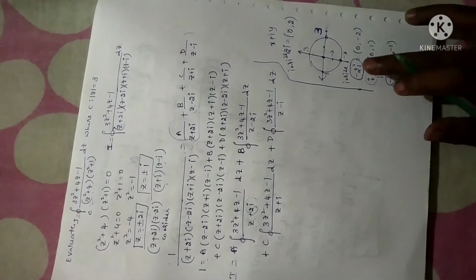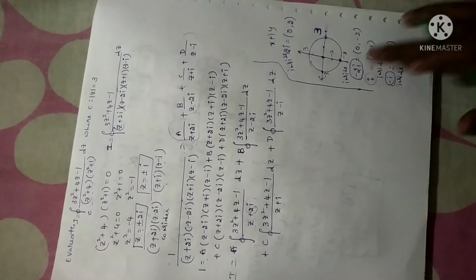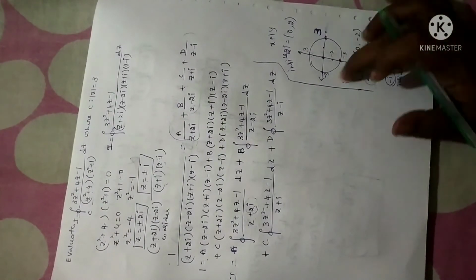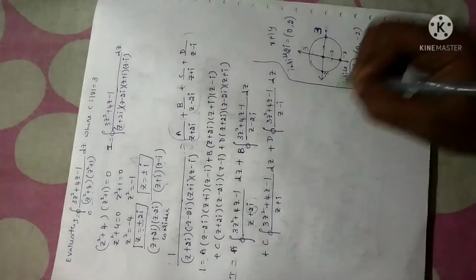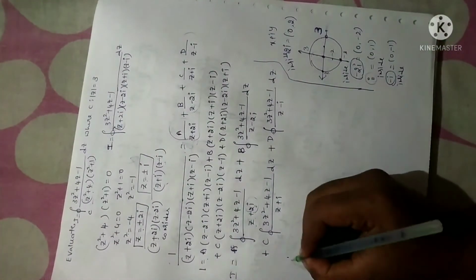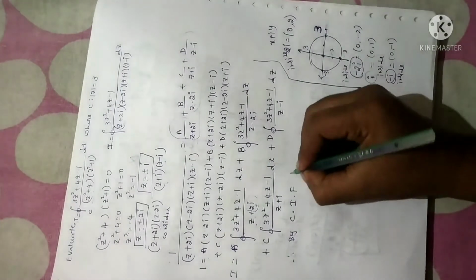I am repeating once again as I already explained clearly. So these are for your reference. 2i, minus 2i, i and minus i lie inside the given circle. So I have to apply Cauchy's integral formula. Why? Because it is inside the circle. Therefore, by Cauchy's integral formula, let me write the formula.